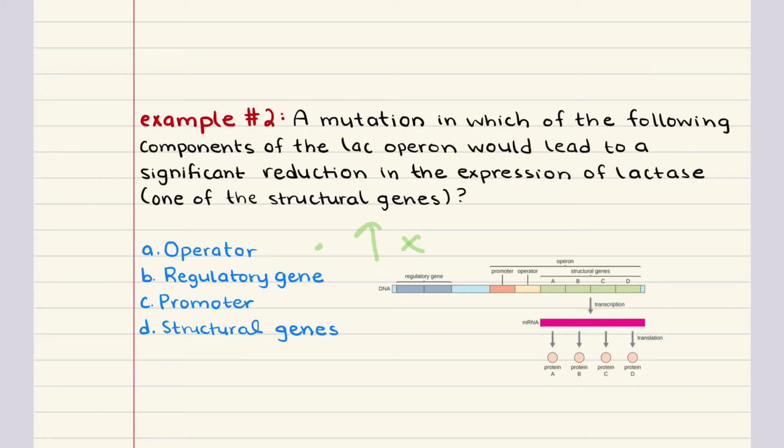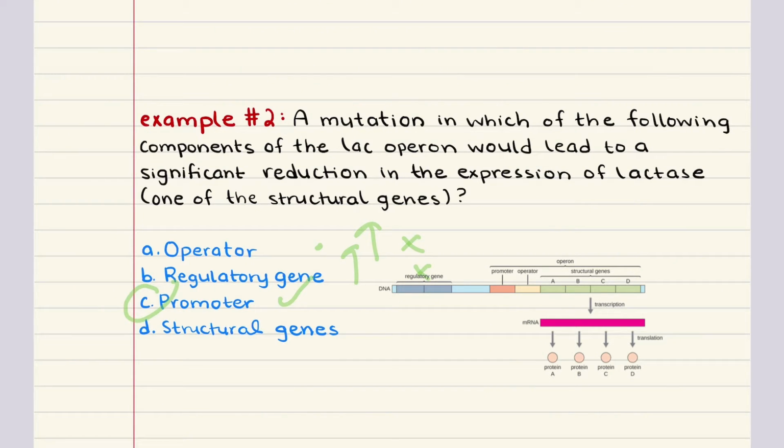B says the regulatory gene. This gene codes for the repressor protein, but if this gene were mutated and the repressor couldn't be made, then expression would go up, not down. So that's not our answer either. C says the promoter. This one is correct. The promoter is the site where RNA polymerase binds to initiate transcription. If the promoter is mutated and RNA polymerase can't recognize or bind properly, then transcription won't happen efficiently, and that will lead to a major reduction in lactase expression.